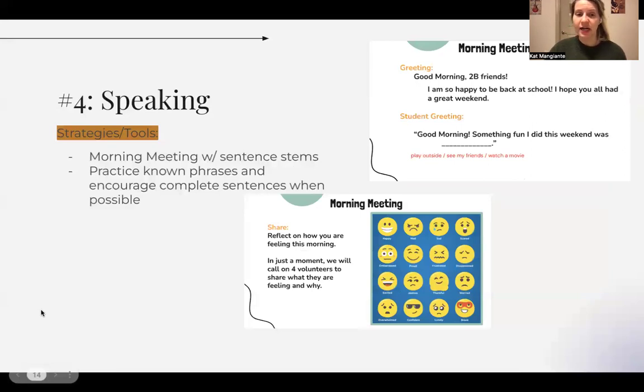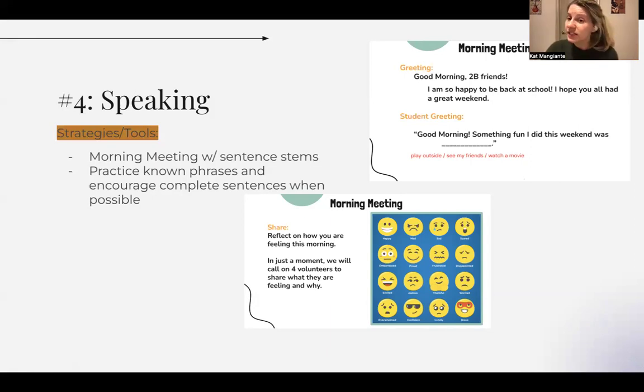And then finally, speaking. Speaking is one of the harder things for a lot of our ELLs to do, especially if they're newer to the language. So giving them opportunities to practice complete sentences is essential. I do this a lot in my morning meeting, and I do this with sentence stems. They would have sentence stems, or they would practice known phrases, and I would encourage complete sentences when possible. An example of that would be, I would start with a greeting and say, "Good morning, friends. I'm so happy to be back with you today. I hope you had a great weekend." And they would say back, "Good morning. Something fun I did this weekend was," and then they would say something they did this weekend.